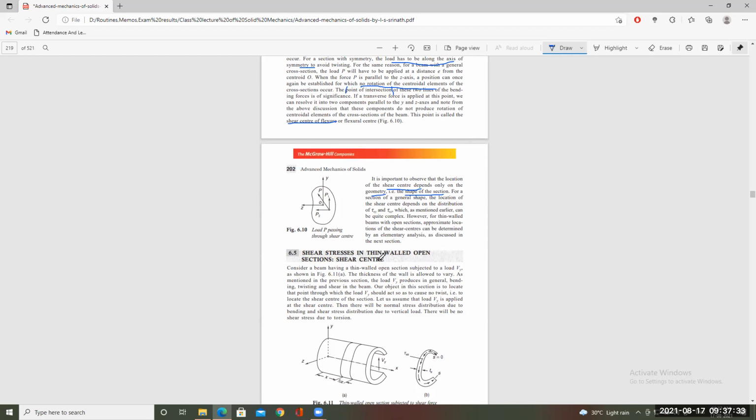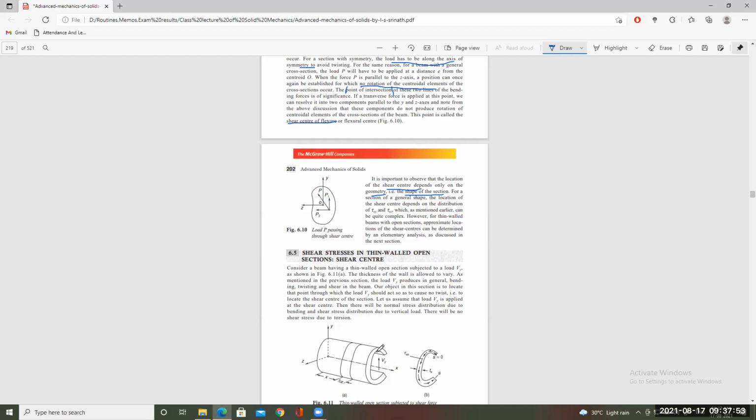If it is at an angle, it has two components along the y-axis and z-axis, and its line of action is so close to the y and z-axis that it is not creating any twist, as the y and z-axis pass through the center. So we have to find out the position of this point itself.